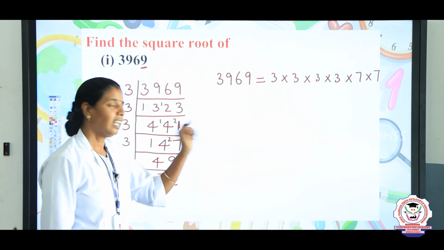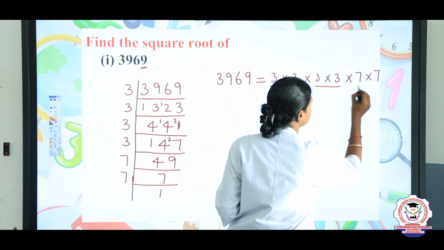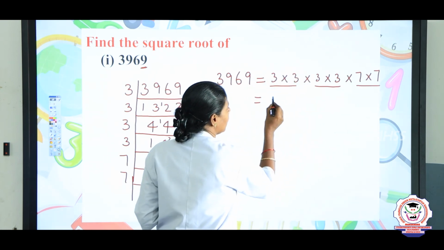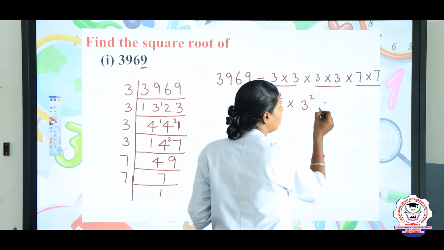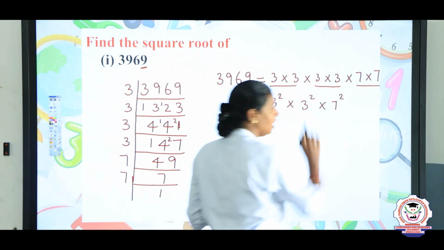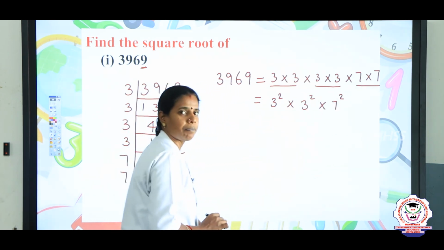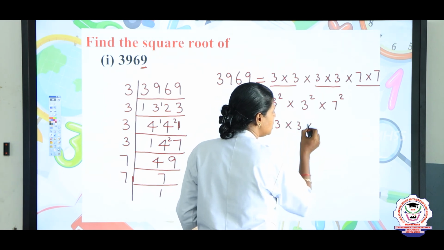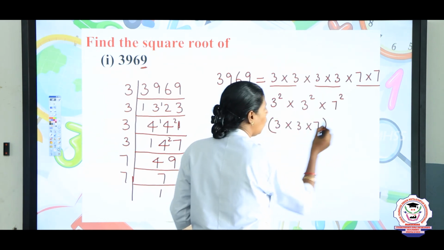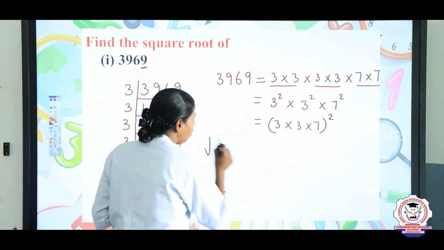Now pair the numbers, right? For squares we need to pair these numbers, which we can write as 3 square into 3 square into 7 square. Okay. See, all the powers are the same. So I can write this number as (3 into 7) the whole power 2.